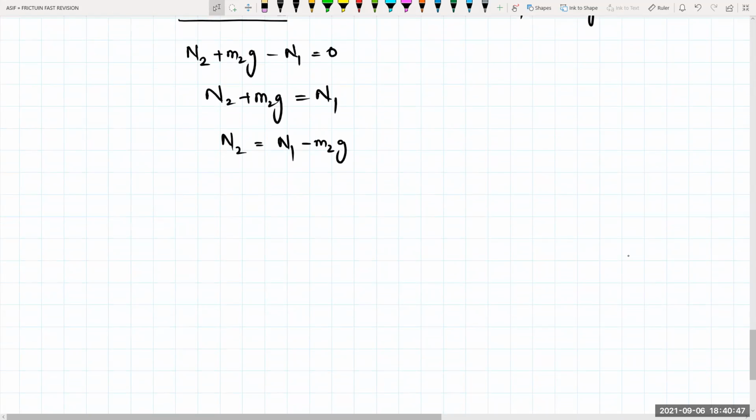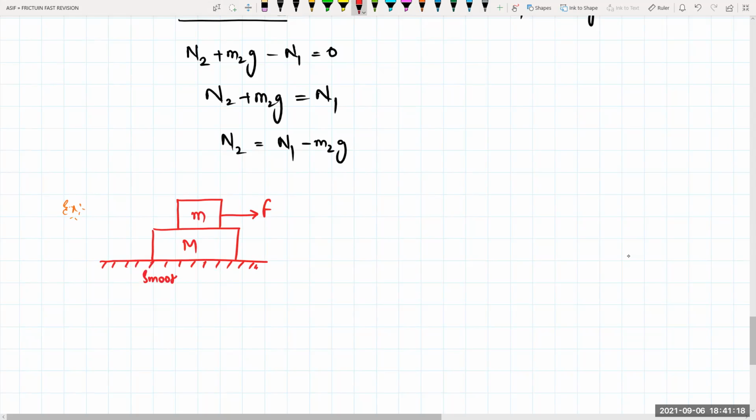So let us try to do some examples based upon this one. If I'm taking one example here, there is a block, capital M, and there is a block of small m, and I'm applying the force on this one, capital F. A block of small m is placed on another block of mass capital M, which is lying on a smooth horizontal surface. The coefficient of static friction between small m and capital M, I'm taking as, for example, mu s.